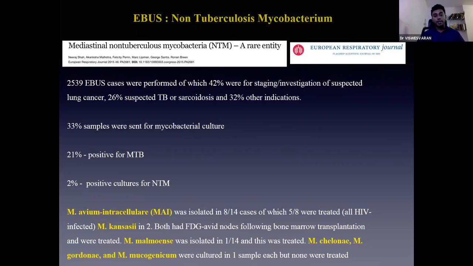The most common organism was Mycobacterium avium intracellulare, the others are kansasii and malmoense. There were also other common species like chelonae, gordonae, and mucogenicum.